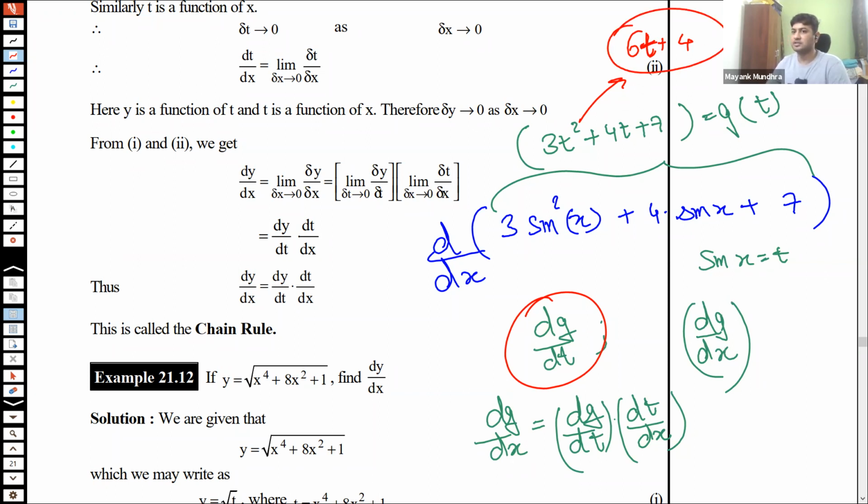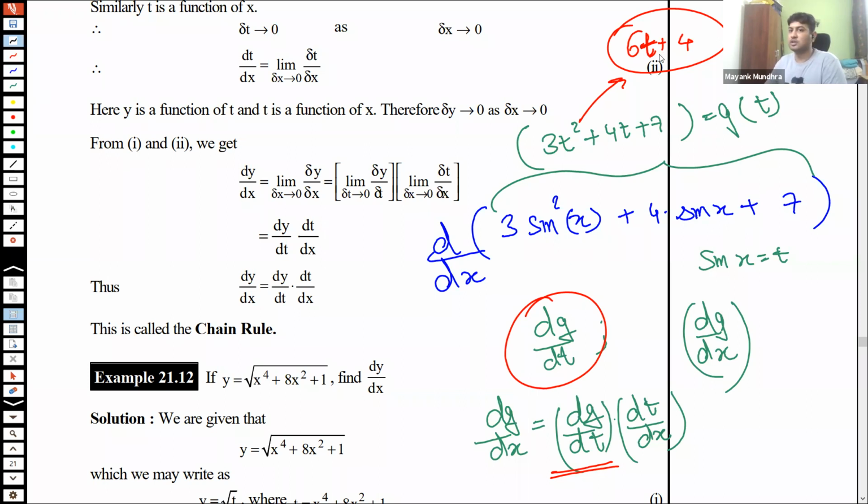So this is basically 6 times sine x plus 4, right? So that is going to be my first thing, dg by dt. Ultimately, I have to report it in terms of x. I cannot leave it as t. I have to report everything in terms of x.